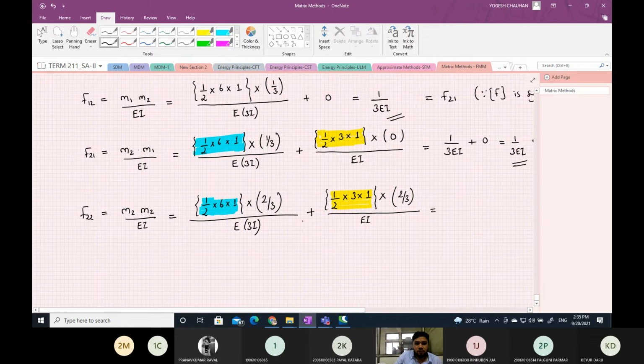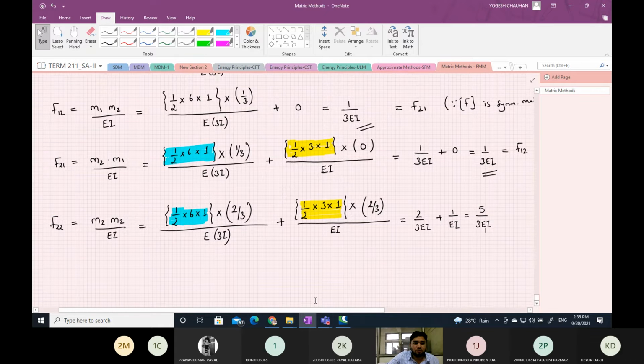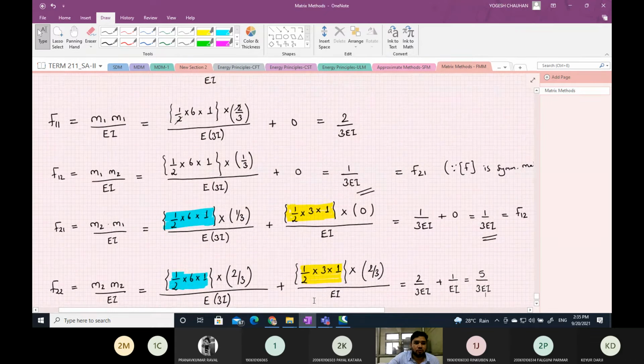So that will be equal to 2 by 3 EI plus, for this, it will be 1 by 3 EI, 1 by EI. So you will get this as 5 by 3 EI. Okay, so you have the values of F11, F12, F21 and F22.